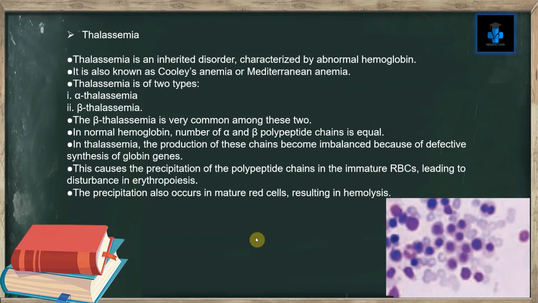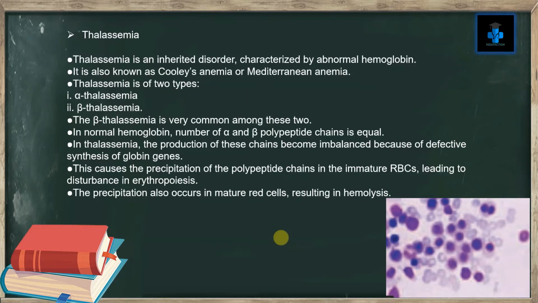Thalassemia. Thalassemia is an inherited disorder characterized by abnormal hemoglobin. It is also known as Cooley's anemia or Mediterranean anemia. Thalassemia is of two types. Number one is alpha thalassemia. Number two is beta thalassemia. Beta thalassemia is very common among these two.